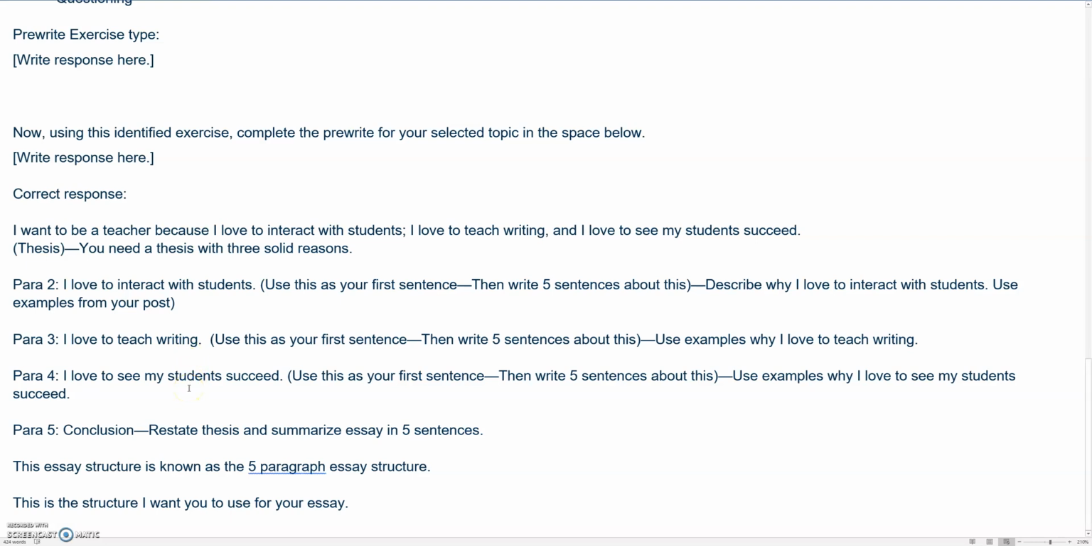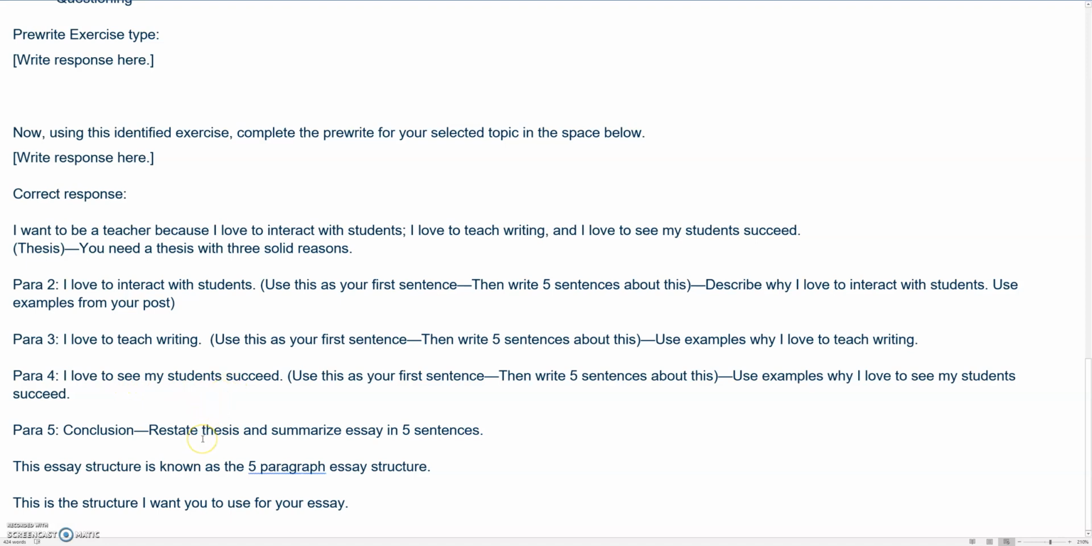And I love to see my students succeed. That's the third one. In other words, the first time I grade a paper, there are so many mistakes. People have no clue what the essay structure is. But by the time I grade the last paper at the end of the class, I love seeing the progress my students have made, and I get to make fewer and fewer error corrections because my students have mastered the 5-paragraph essay structure, and by the end of the class, I get to be proud of my students for their progress. So here I give 5 sentences of why I love to see my students succeed.